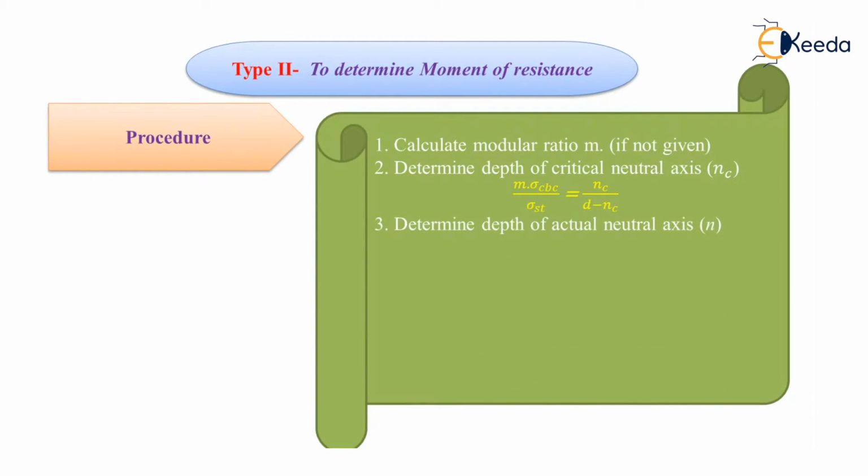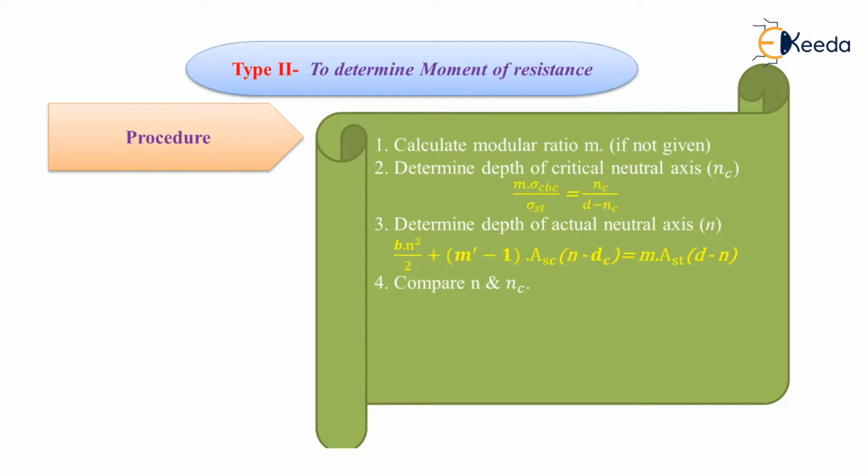After that we have to determine the depth of neutral axis n by the equation b into n square upon 2 plus m dash minus 1 into ASC into n minus DC, which is equal to m into AST into D minus n, where m dash is 1.5 times of m. After calculating the critical neutral axis and actual neutral axis, we will compare them.